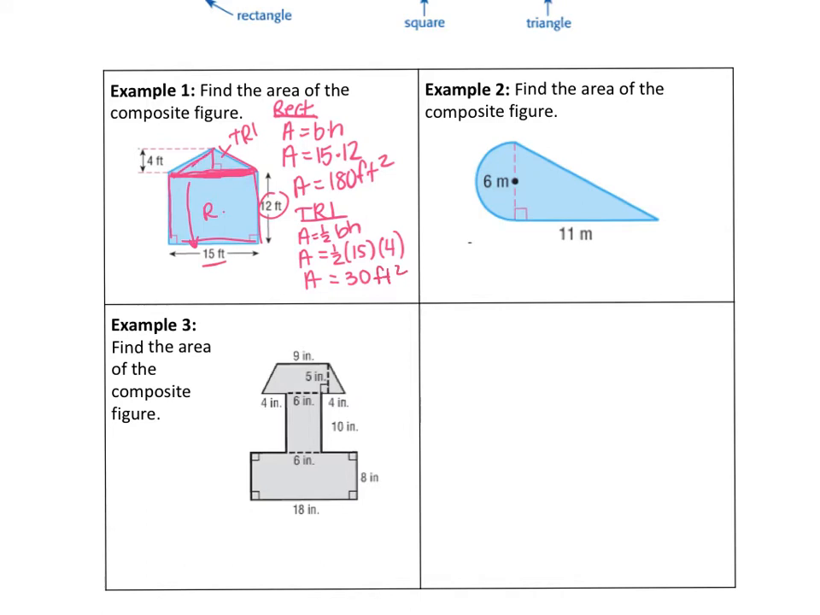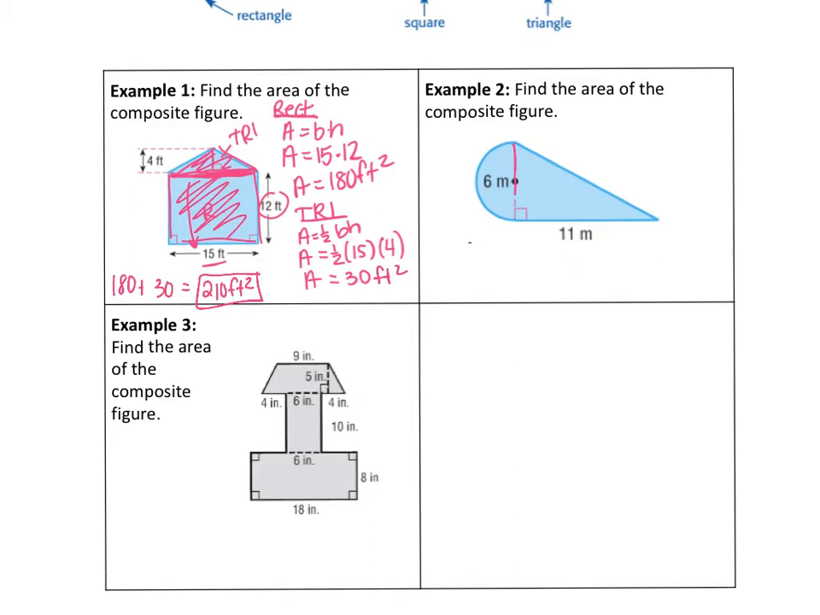So I found the area of this, I found the area of this. Now the last final step is to add them together. So 180 plus 30 gives me 210 feet squared. All right, example number 2. Find the area of the composite figure.